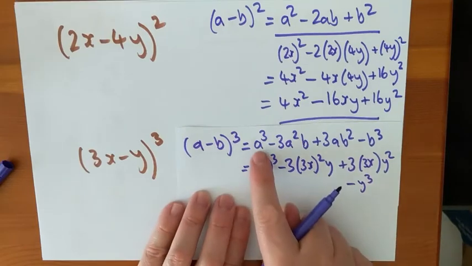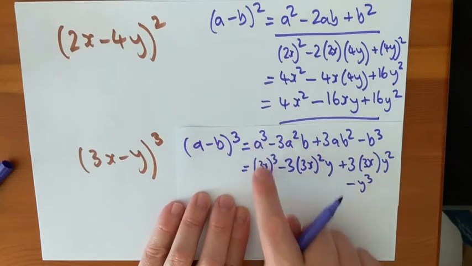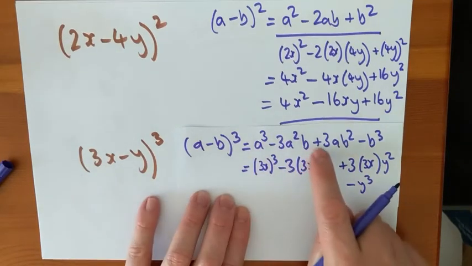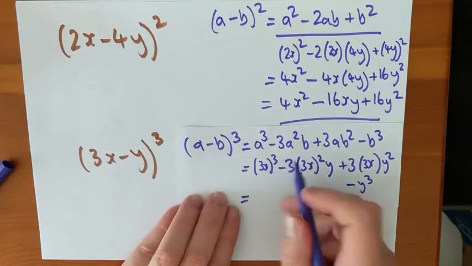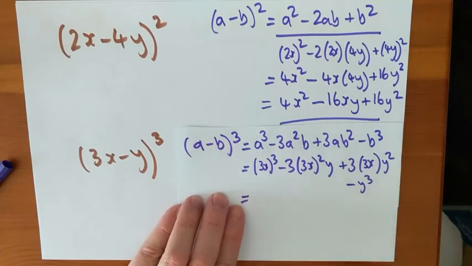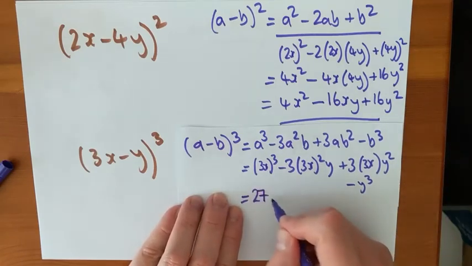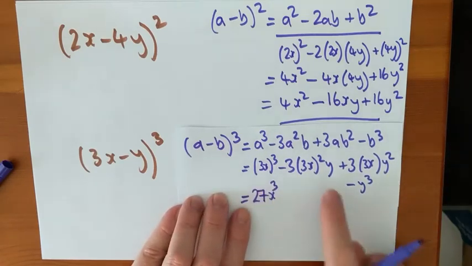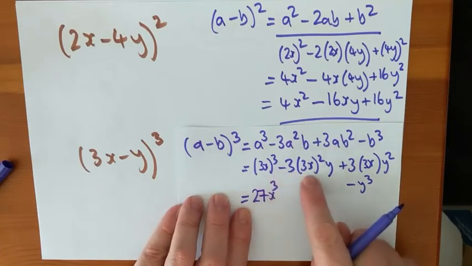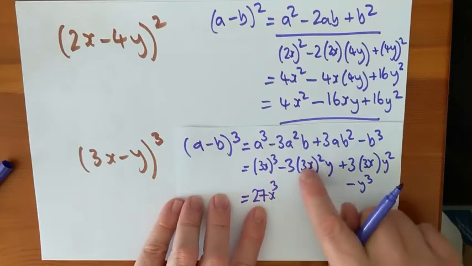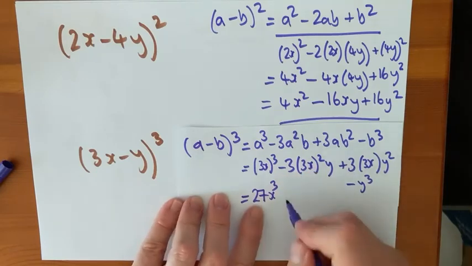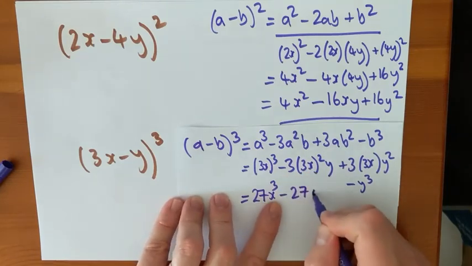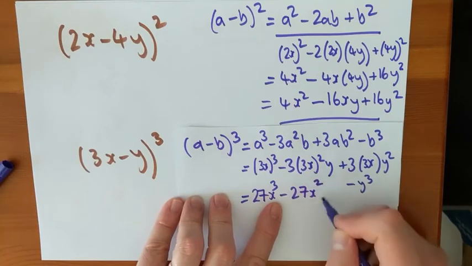Again, I've just gone through this formula and replaced every single a with my a and every single b with my b, and then I go through and simplify. 3x all cubed would give me 3x times 3x times 3x, which is 27x cubed. Here I've got minus 3 times 3x all squared. So that 3x all squared is 9x squared. 3 times 9 is 27. So I've got minus 27x squared y.